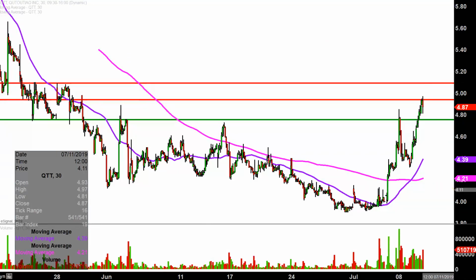All in all, though, any way you look at it, as long as the price continues to chip away and build those higher lows, that is the name of the game.